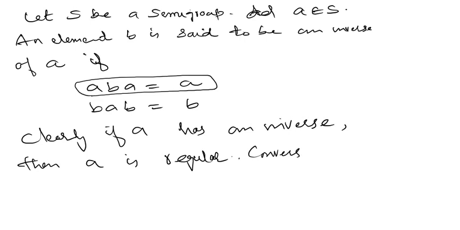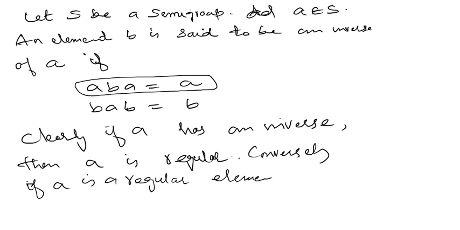And conversely, if A is a regular element, then there exists X in S such that AXA is equal to A. Now let's define A prime. usually A prime, A का जो inverse है ना वो हम A prime से denote करते हैं, इसका आप ख्याल रखिए. So let's define A prime.